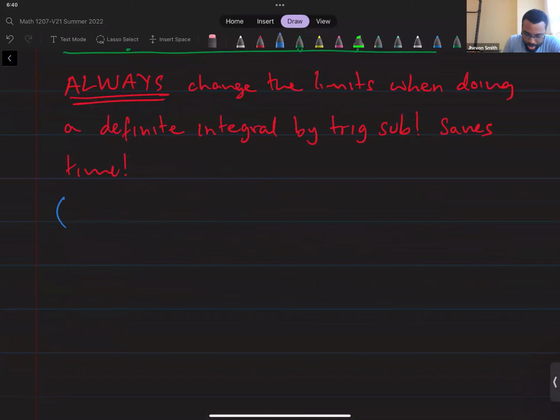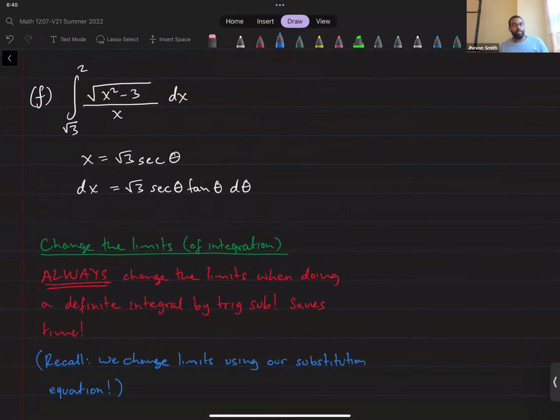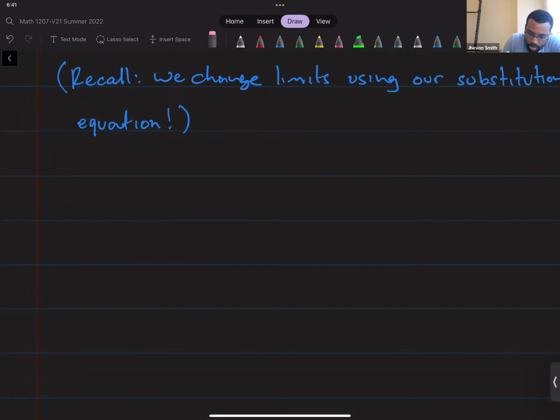In case you didn't remember, recall, we change limits using our substitution equation. So changing the limits, what does that mean? It means this 1/3 and this 2, those are constants in terms of x's. I want to change them to be in terms of thetas. How do I change them? I'm going to use my original substitution equation. That is the equation that tells me how x's relate to thetas. So we know that x over rad 3 is equal to secant.